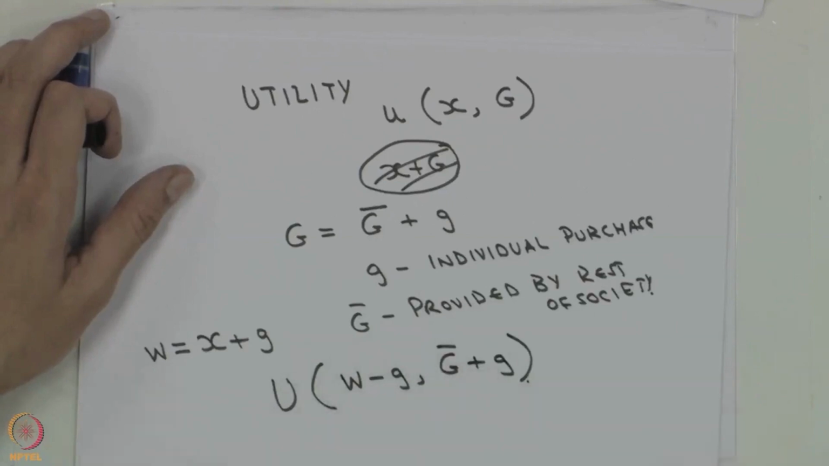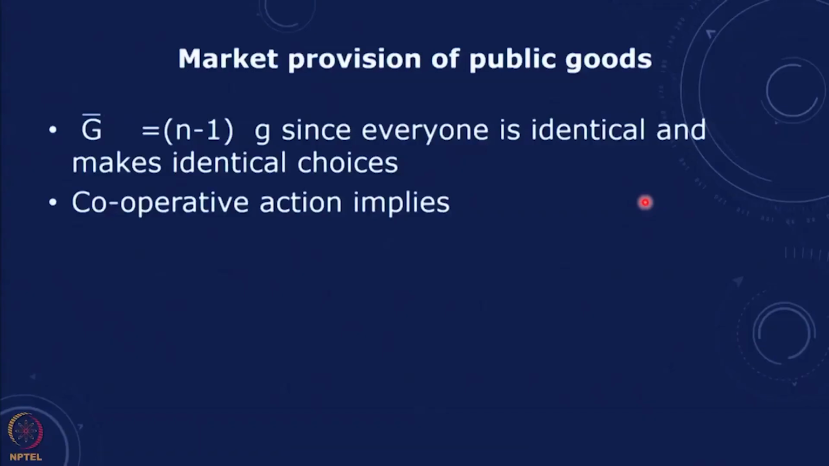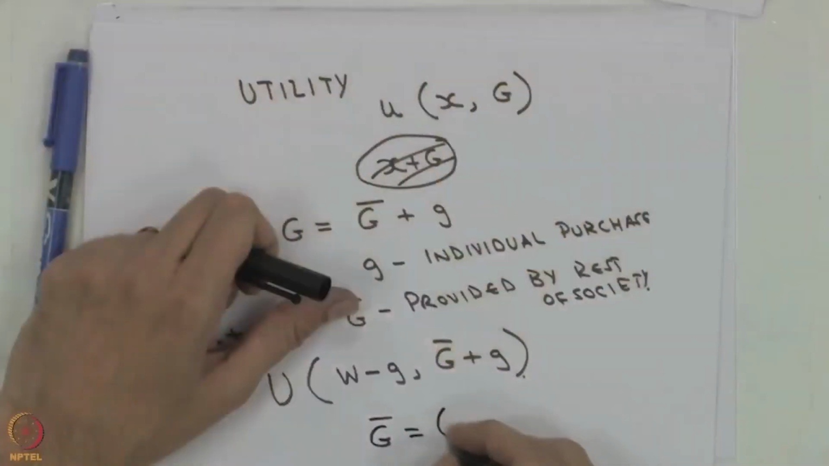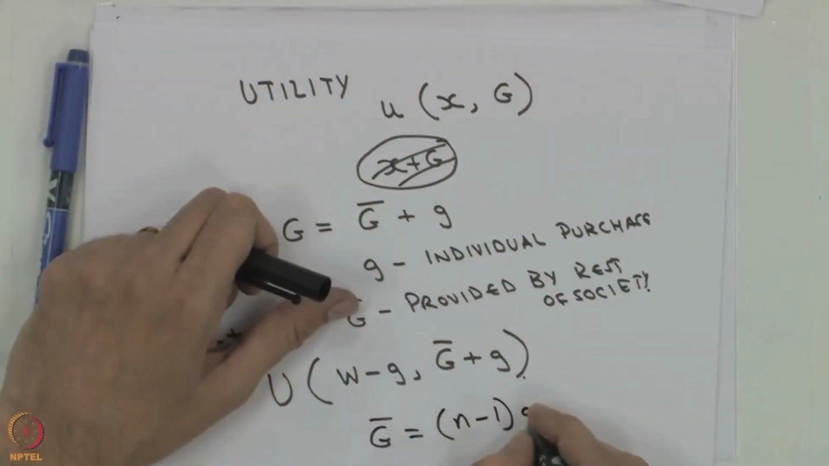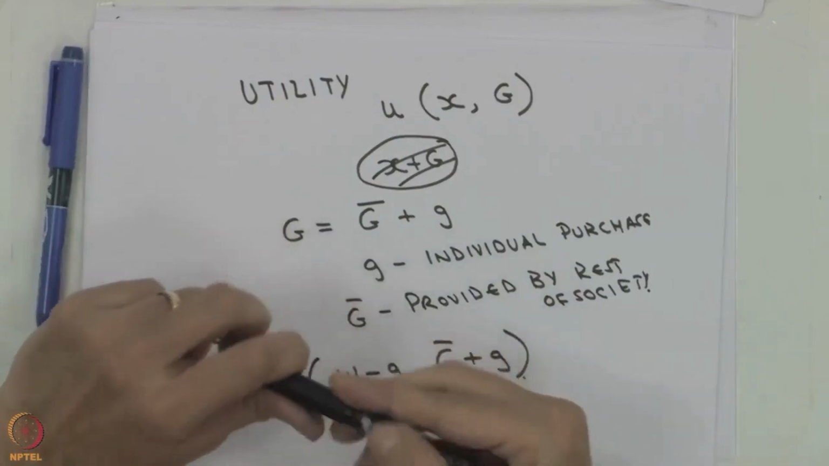And now with this you will see that if there is cooperative action where I know that if I am making an investment, there is an agreement between all the n individuals which says that if I increase my investment in the public good, everyone else will cooperate and increase their investment. If we know that, then this G bar will be n minus 1 times G. And we can make a plot.